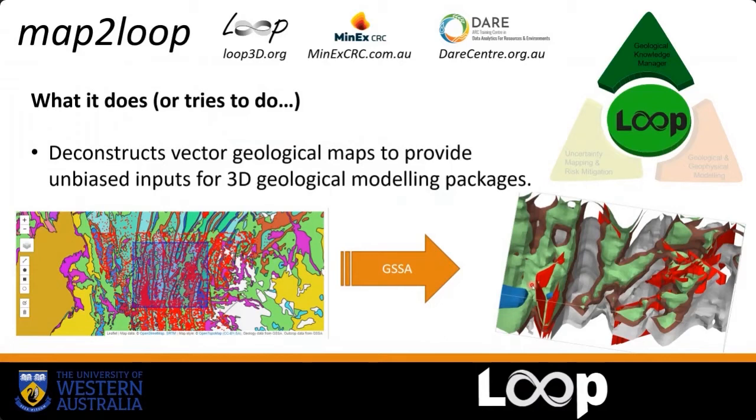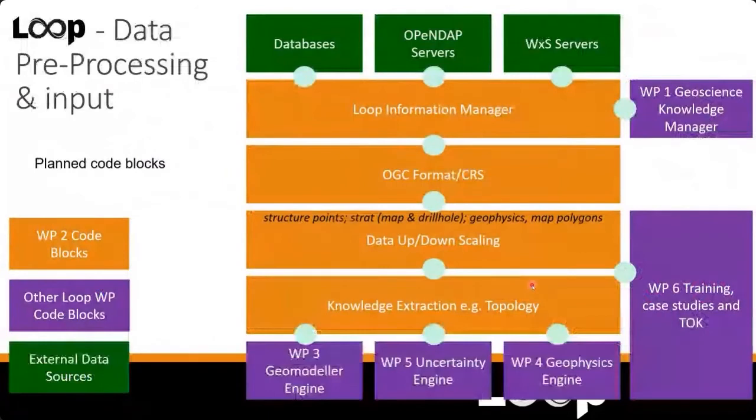And I'm also going to show you where that works. So in terms of the data pre-processing and the input, everything related to data pre-processing is in orange here. It feeds from multiple databases. That can be local databases, DAP servers, or geological survey servers. It will also feed from work package number one, the geoscience knowledge manager, which will send knowledge and data at the same time, to the Loop information manager.